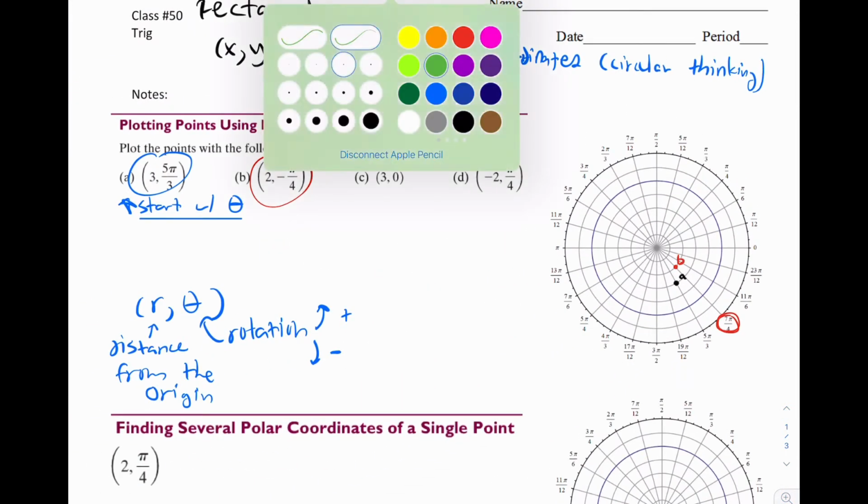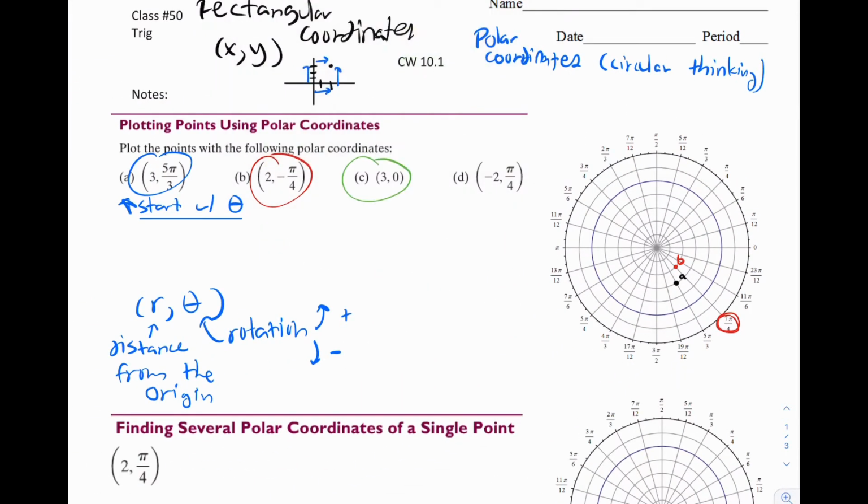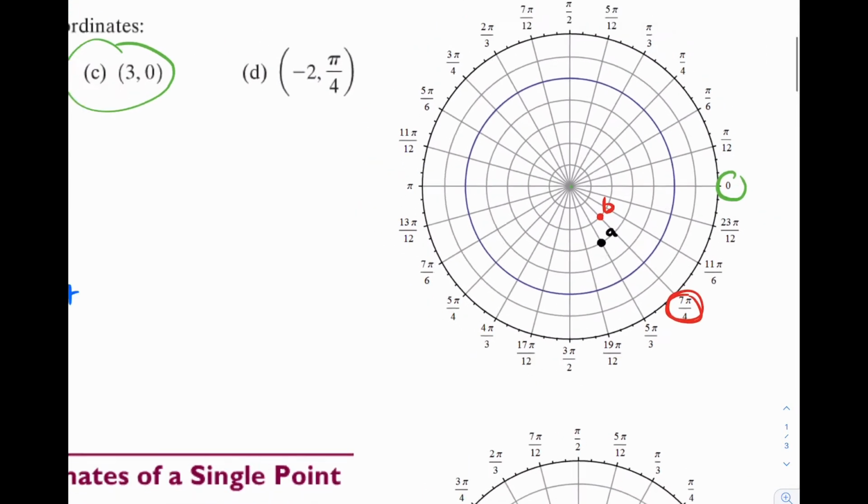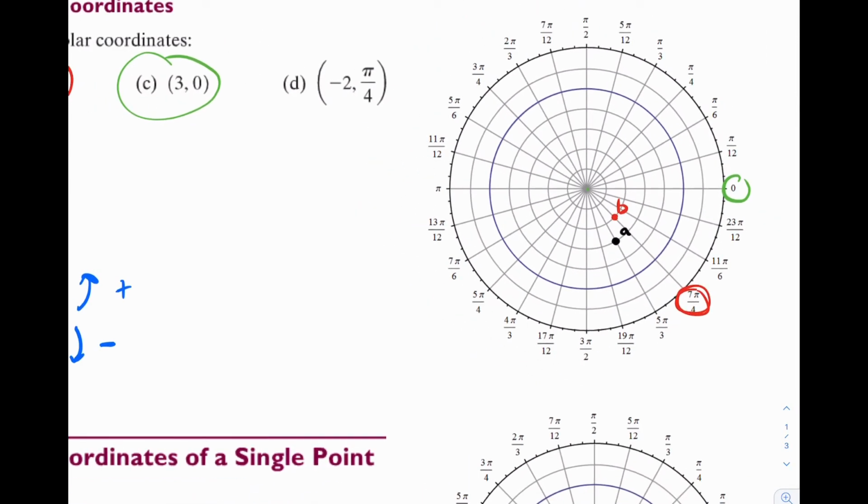Okay, next one. I'll do this in green. 3, 0. Don't get this confused with rectangular. This is a polar coordinate. Look at the 0. You're standing at the origin, and just walk 3 steps forward. 1, 2, 3. There's your dot. Notice how it is the same as a rectangular point, but that's purely a coincidence.